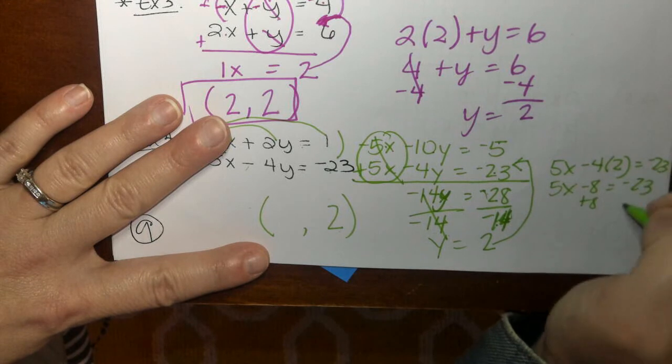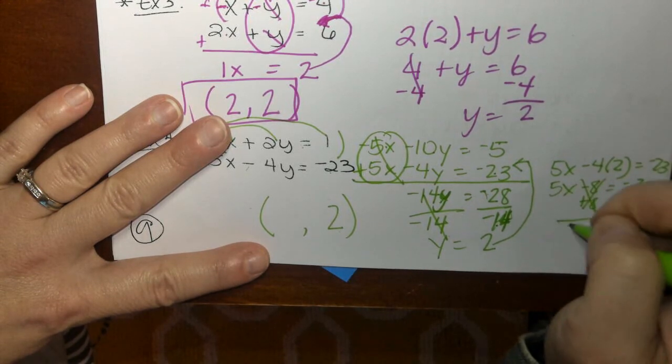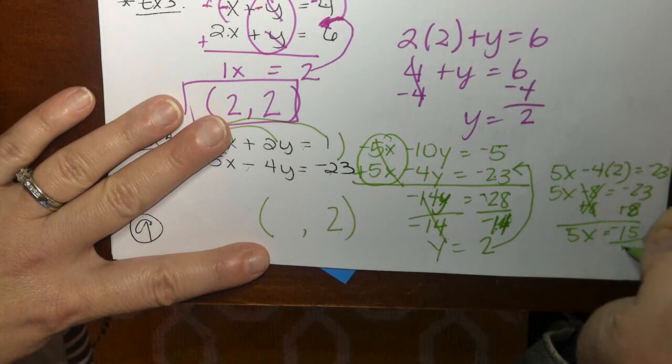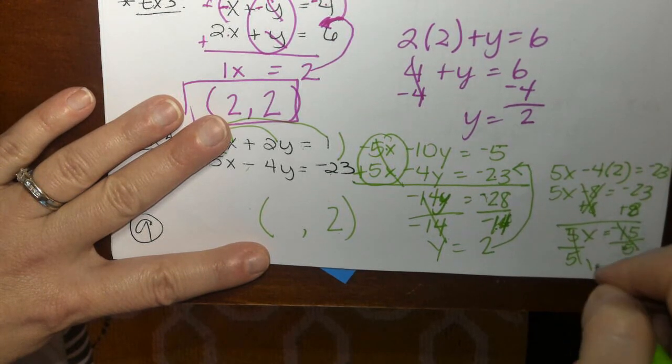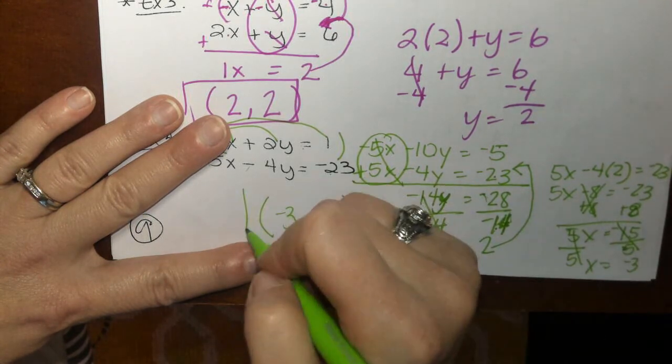We're going to add 8 to both sides. You get 5x equals negative 15. And then you want to divide that 5 off. And you get x equals negative 3. Negative 3 and 2 is your answer.